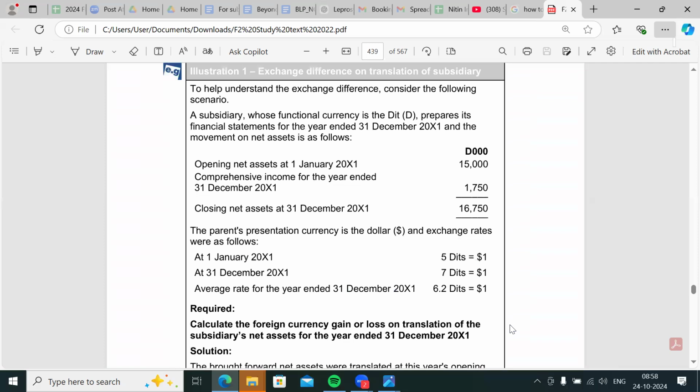There is an example illustration. I would like you both to do it by looking into the answer and then we shall discuss if required. If no discussion is required, we'll proceed, okay? Yeah, I'm pausing.